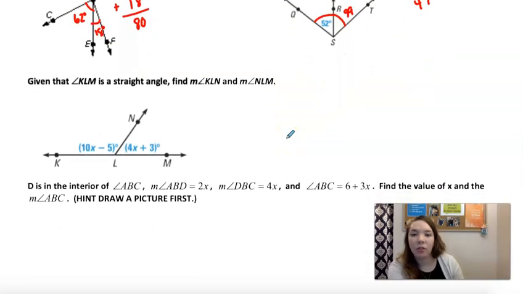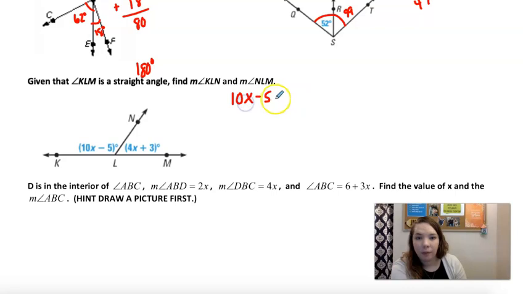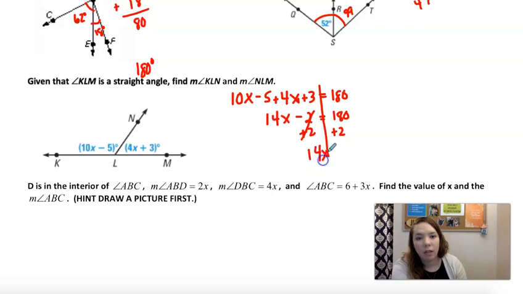Given that KLM is a straight angle, remember that means that this is 180 degrees. Find the measure of KLN and NLM. So if I add these two together, they should equal 180. So we'll go ahead and make our algebraic expression here. We're adding them together and setting it equal to 180. So then we'll combine like terms. We get 14x minus 2. So then you'd add 2 to both sides. 14x equals 182. And divide by 14 on both sides.